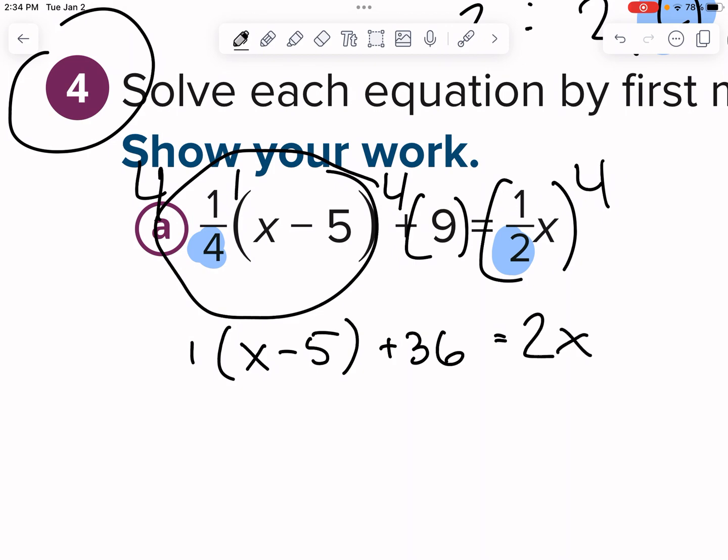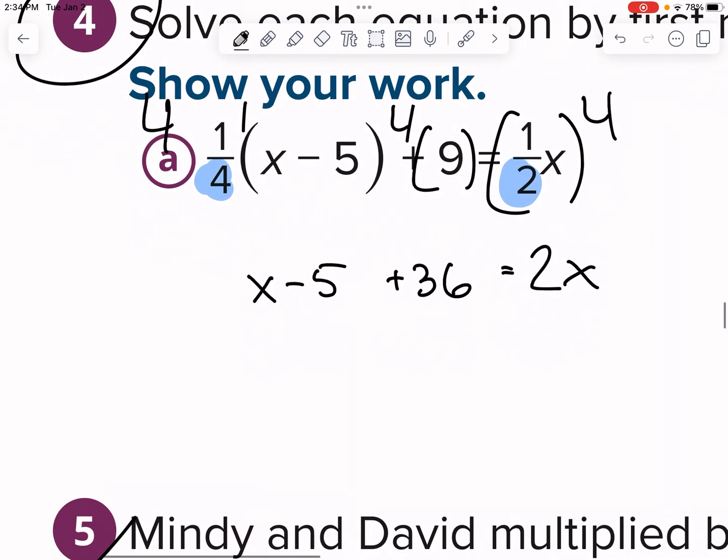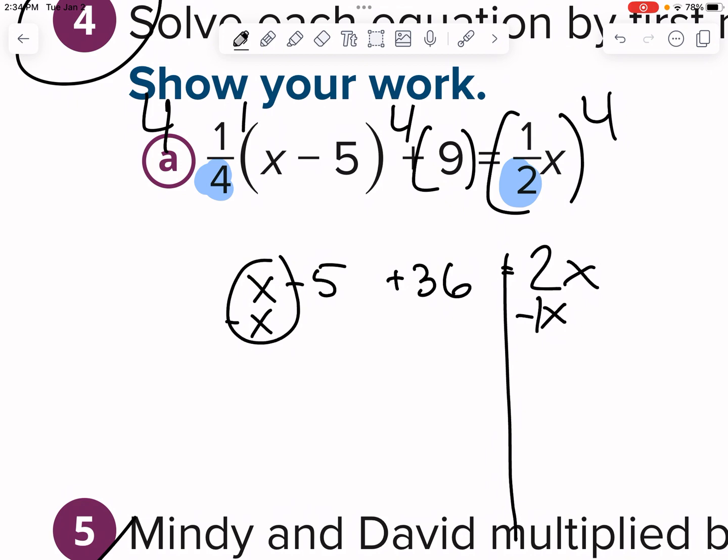So notice how just by multiplying that, we got rid of our fractions here. And we're just left with this, I think, easier equation. I'm going to drop the parentheses since there's nothing happening with it. And let's solve it. So I'm going to subtract x from both sides. 2x minus 1x is just 1x or x. And negative 5 plus 36 is 31, since they're different signs. And we're done. x is equal to 31. Final answer.